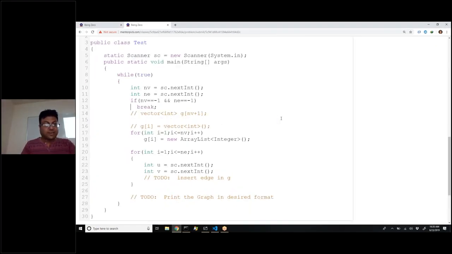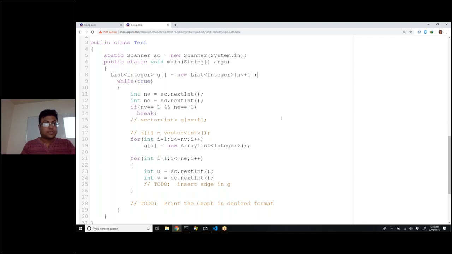What will be wrong if I declare my graph over here? We don't know the size. Okay, I go with max size. Now it should be fine.